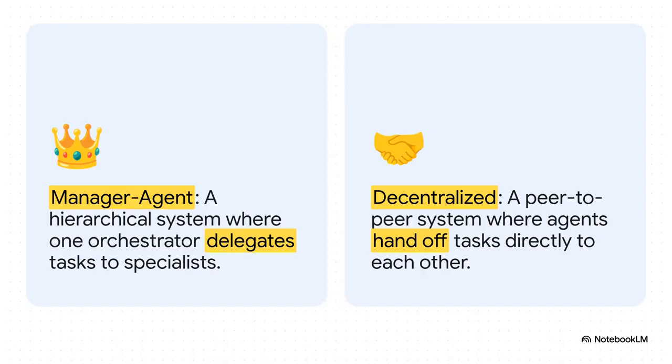And there are two main ways to set it up. First, you've got the manager-agent pattern. This is like a classic company structure. You have one manager agent breaking down the big problem and handing off smaller tasks to specialist agents. Then there's the decentralized pattern. This is more like a relay race, where agents just hand off the tasks directly to whoever is next in the workflow.